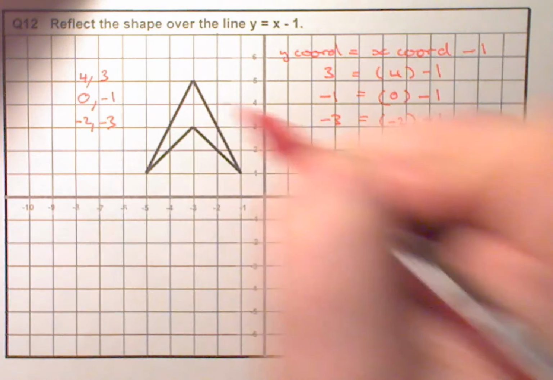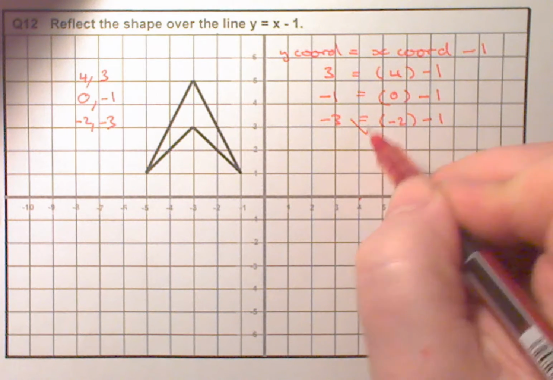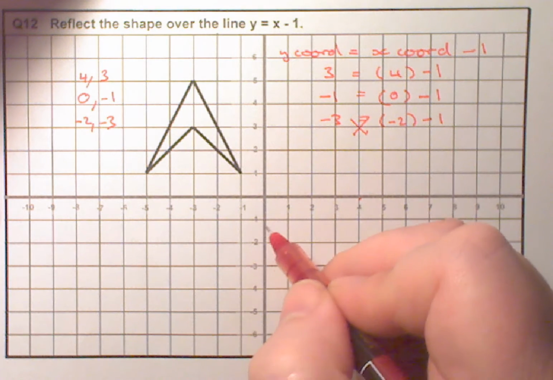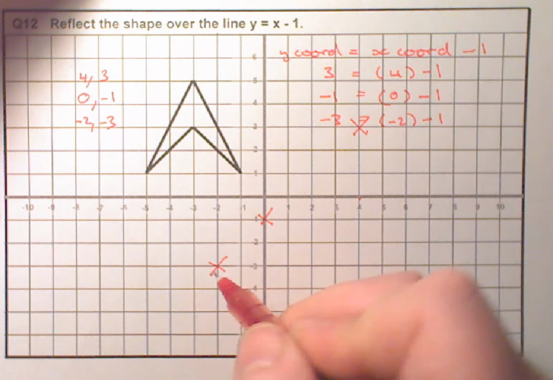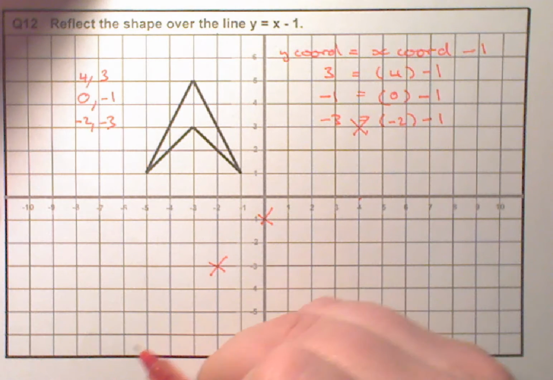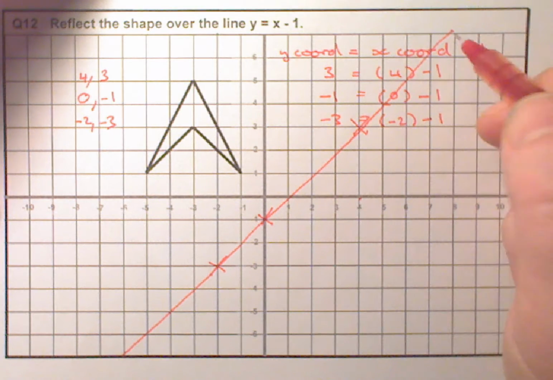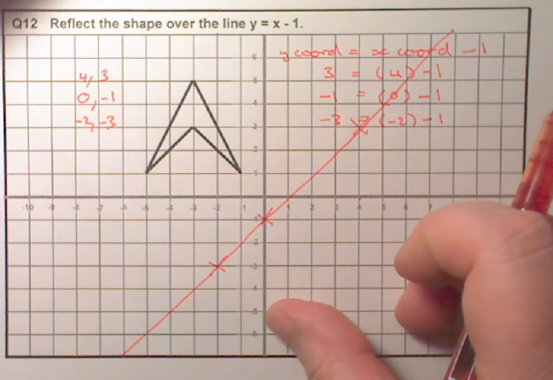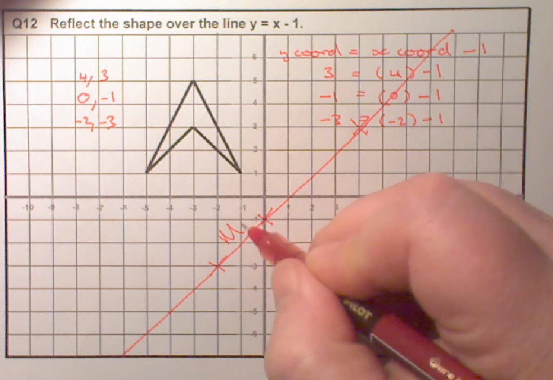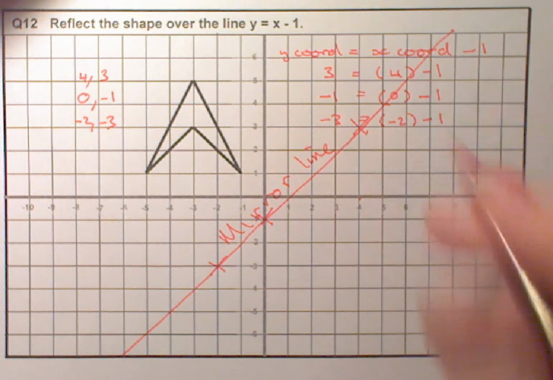Let's plot those points. Okay, 4, 3 is there, and 0, -1 is here, and -2, -3 is here. And when we plot that point, we get a line that is similar to the y equals x line, but shifted 1 down. And we'd use that as our new mirror line, in the same way that we did in Reflections 1.